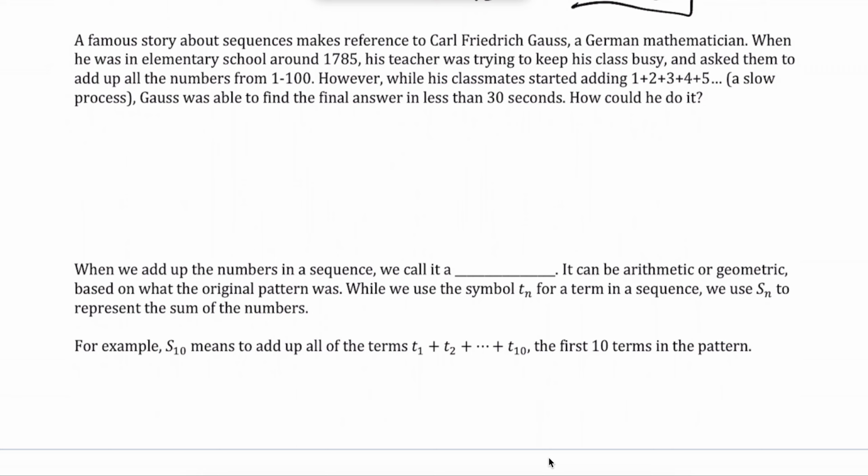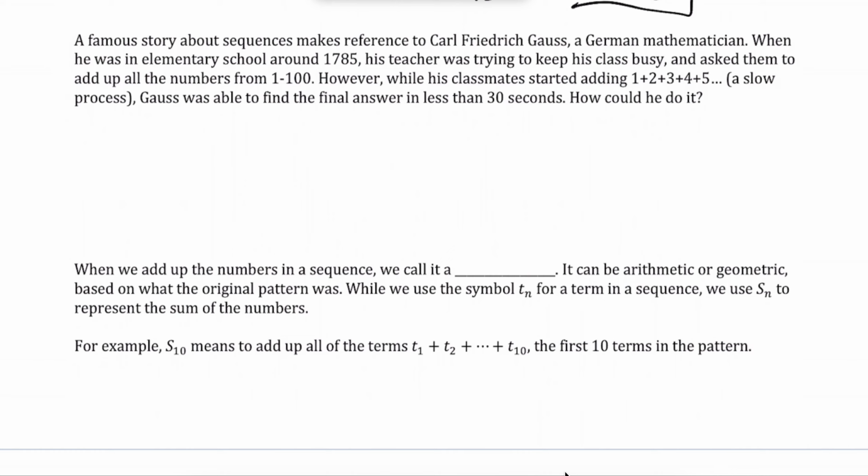But in this story, when Gauss was a child, his teacher was trying to keep his class busy. I don't know, she wanted to do something else, and so she told them, add up the numbers between 1 and 100. And so Gauss's classmates started doing 1 plus 2 plus 3 plus 4, and it was very slow. And Gauss, a math genius, was able to find the final answer in less than 30 seconds. So the question is, how did he do it? And then how can we take this and apply it to our own math? So if you want to pause the video and think about it, go for it.